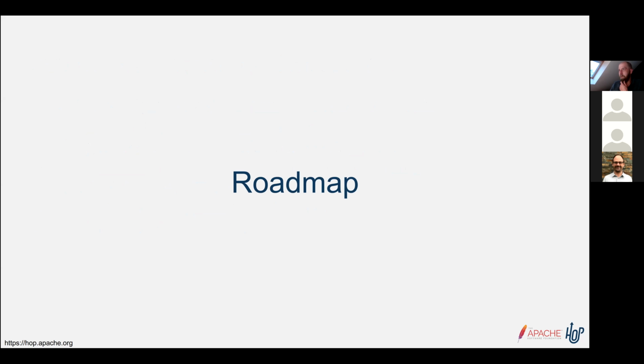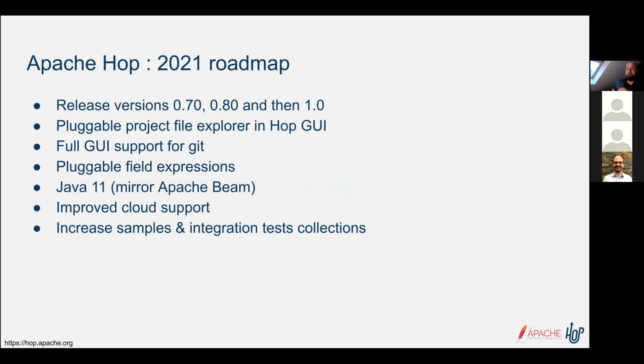Quick words about our roadmap. Like I said, we're now in the process of preparing our 0.70 release. 0.60 was our last release, our first release as an incubating Apache project. Version 0.70 will have binaries, so it will be the first release where we have downloadable items that are not nightly builds. Then we'll do a 0.80 and move to a 1.0.